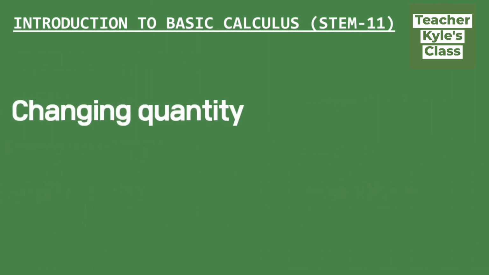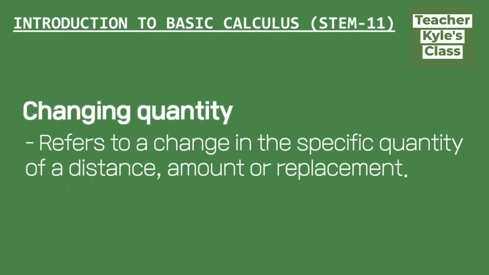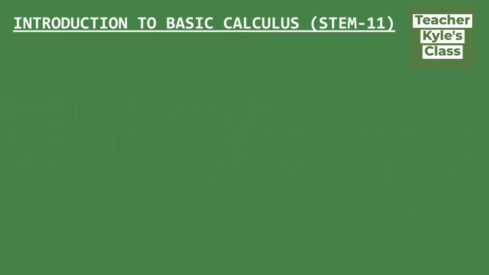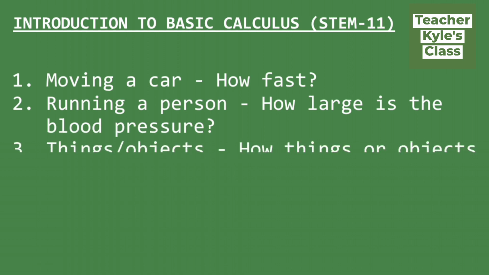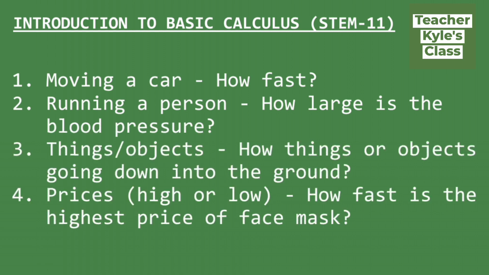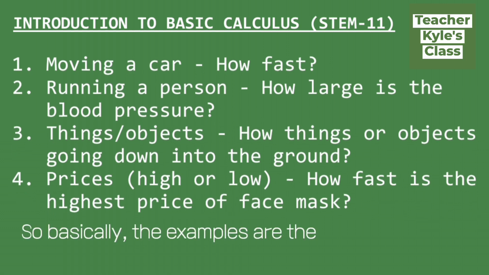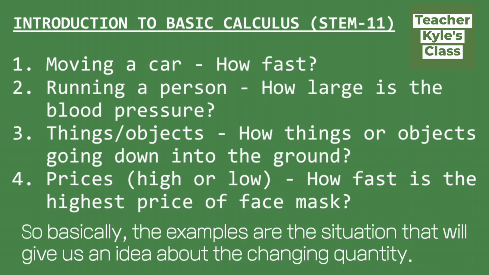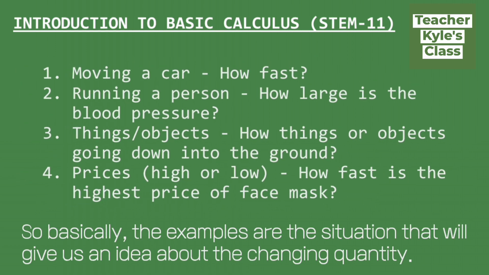So students, changing quantity refers to a change in the specific quantity of a distance, amount, or replacement, as in four questions in a topic. 1. Moving a car, how fast? 2. Running a person, how large is the blood pressure? 3. Things or objects, how fast are they going down into the ground? 4. Prices, high or low, how fast is the highest price of a face mask? So basically, the examples are situations that give us an idea about the changing quantity.